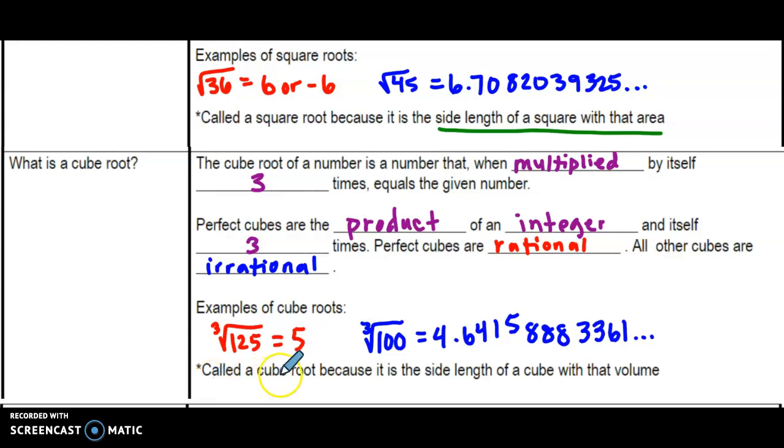And the reason it's called a cube root is because it's the side length of a cube with that volume. So if I have a cube like a Rubik's cube or an ice cube, and its volume, how much space it takes up, is 125, the side length would be 5. Or if I have a cube that has a volume of 100, then each side length would be about 4.64 inches or feet or centimeters or whatever they're using.